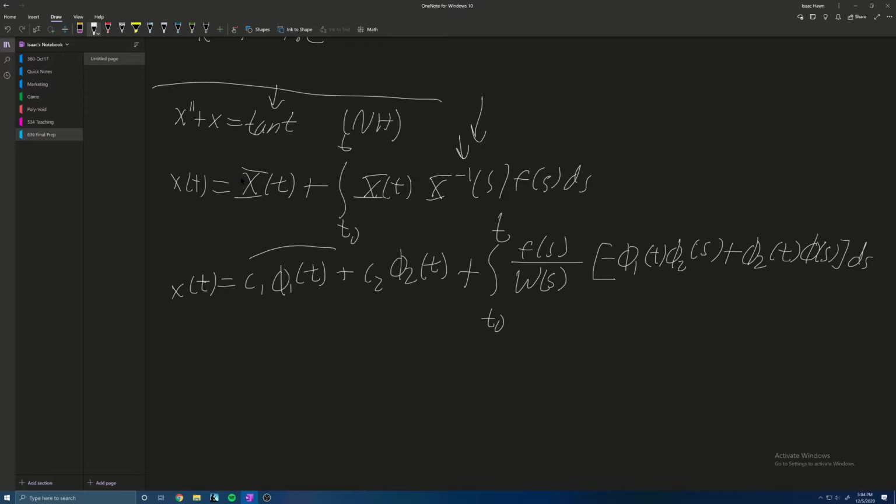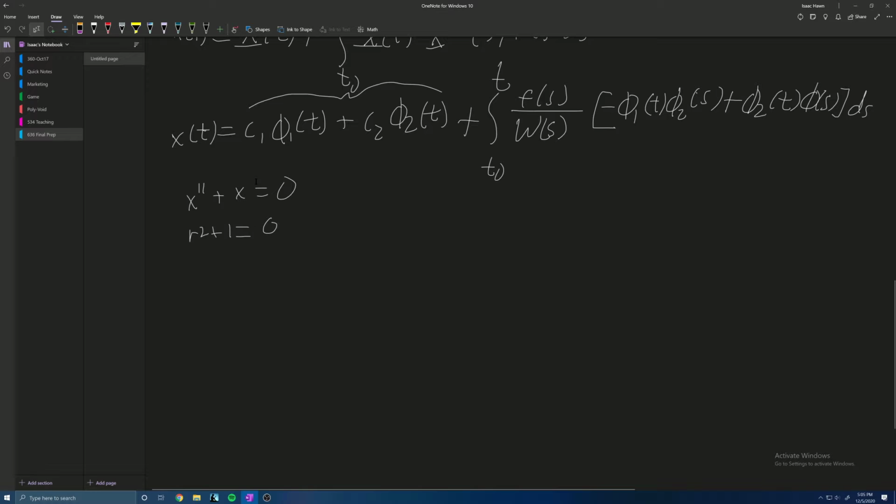This will be right here. This is the solution to the homogeneous equation, x double prime plus x equals 0, which we can solve by finding the characteristic polynomial, r squared plus 1 equals 0, from the order of the terms. We see r equals plus or minus i, and using the Euler property, we can write the solution to this related homogeneous equation right here.